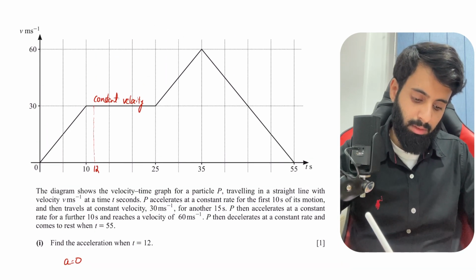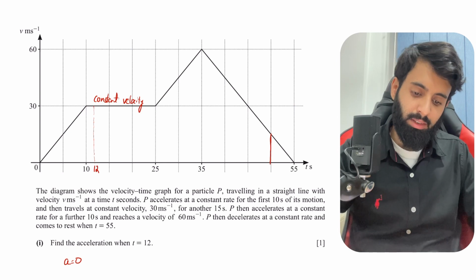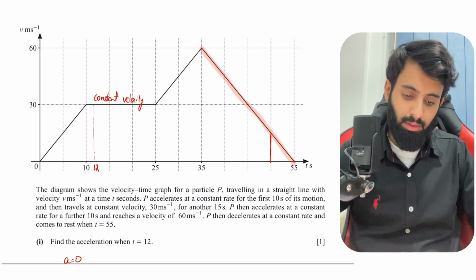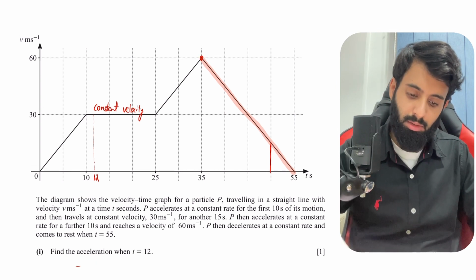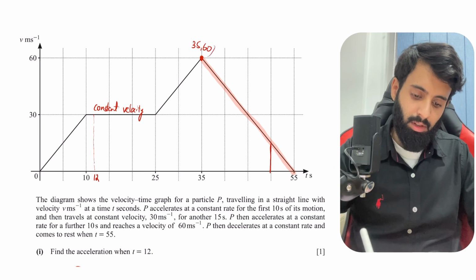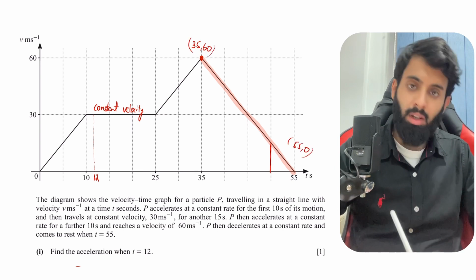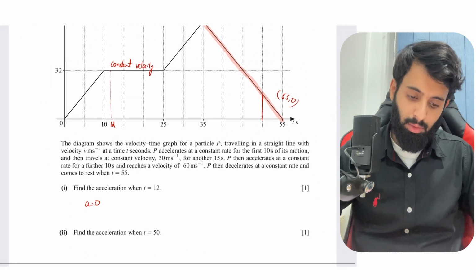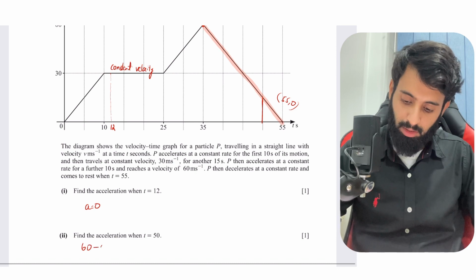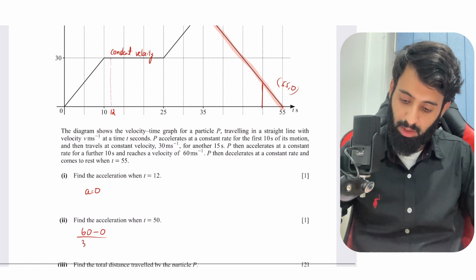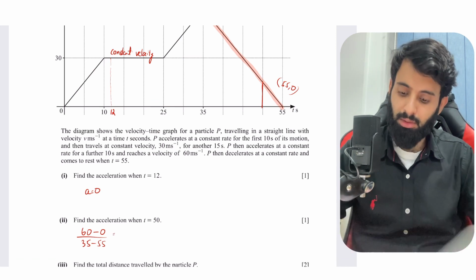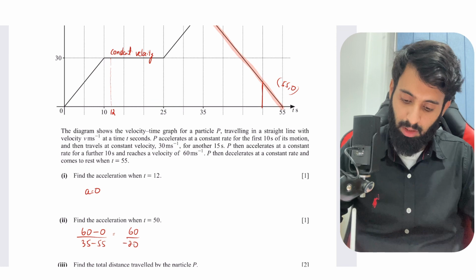So that means we're talking about somewhere over here. In order to find the acceleration, notice that acceleration has been constant from 35 to 55. So I'm going to use these 2 points with coordinates (35, 60) and (55, 0) and simply find the gradient. So I'll do 60 minus 0, y2 minus y1, over x2 minus x1, which means 35 minus 55. 35 minus 55 is minus 20. 60 upon minus 20 is equal to minus 3 meters per second squared.